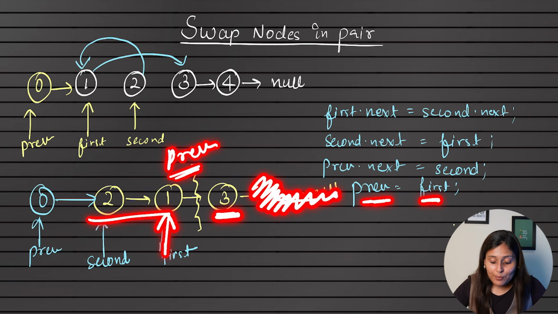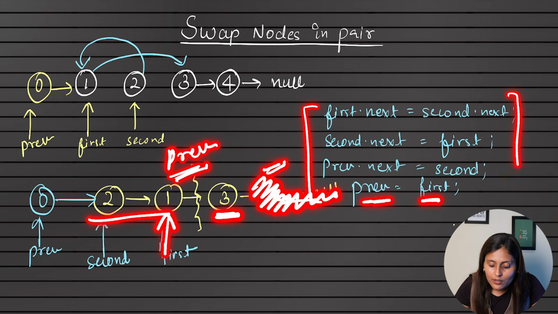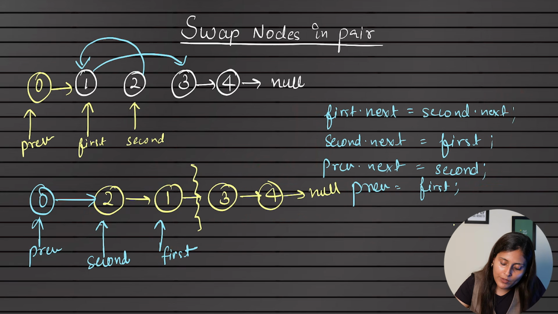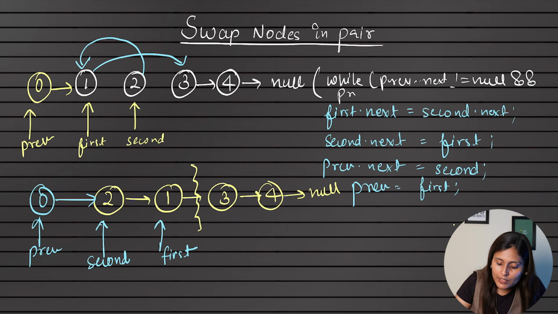So can I say previous dot next is null or previous dot next is null? If any of these are null, we can say stop, correct. Until then, if not null, then keep doing this. Yes. So in the while loop, what will we write? While my previous dot next is not null and previous dot next dot next is not null, correct. We'll keep doing these steps again and again.